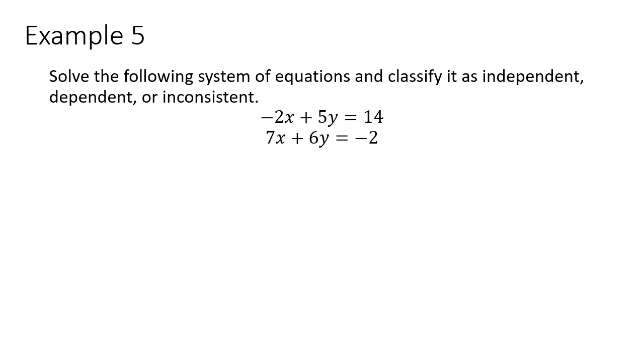Let's try out a few more with the elimination method. So in example 5, we've got the system of equations negative 2x plus 5y is equal to 14, and 7x plus 6y is equal to negative 2. So this is an example where you're going to want to multiply both equations by a number in order to get the coefficients to match up. So with that said, try pausing the video here and see if you can find the solution to example 5.